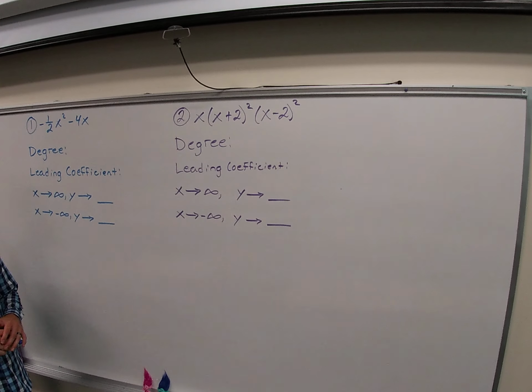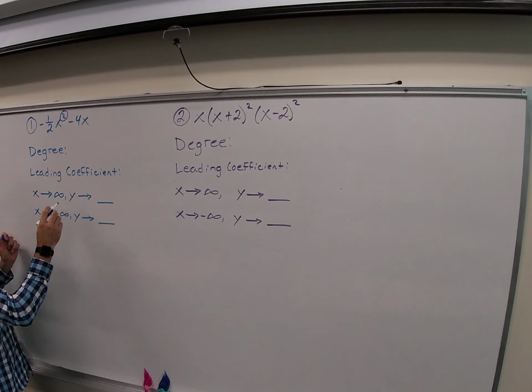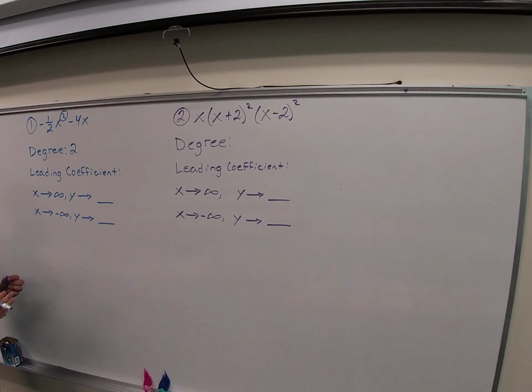All right, today we're going to look at some more features of a function. So given just this function, negative 1/2 x squared minus 4x, I want to be able to pull certain information from that without being given a graph. And so the degree means what is your highest exponent. And so in our case, our highest exponent is a 2. So we just have a degree 2 problem. So this is a quadratic.